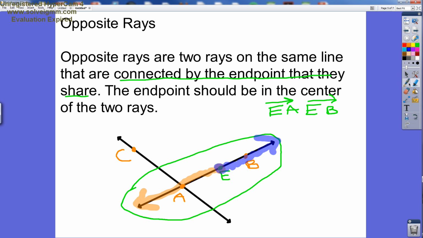The only thing that they have in common at all is this guy right here in the middle. This is the endpoint, right? For both of them, and that's how we know. One, they make up a single straight line when you connect them together, and two, they only meet in that one little place.